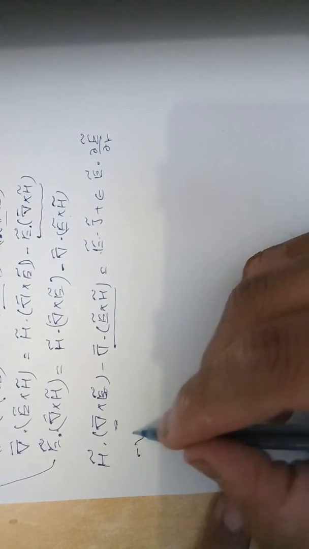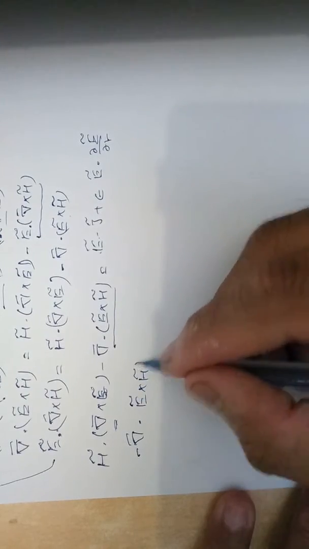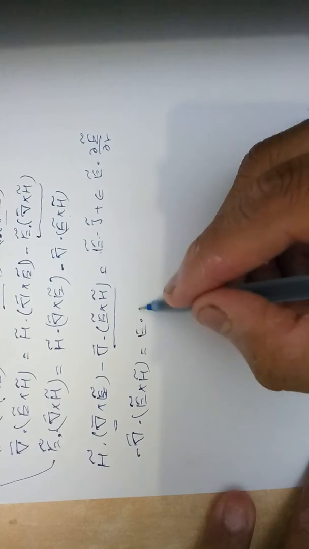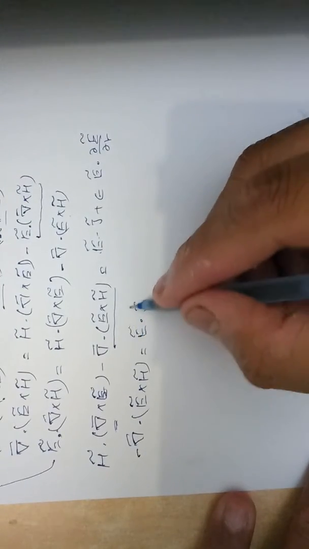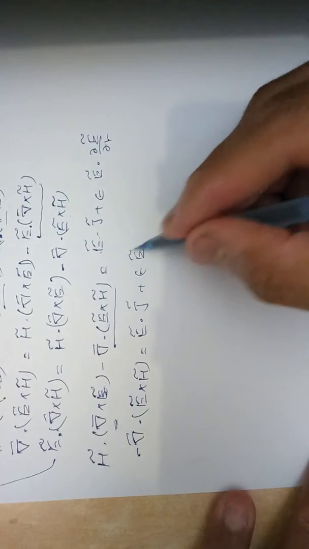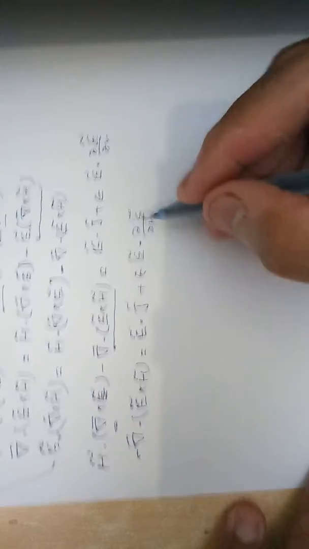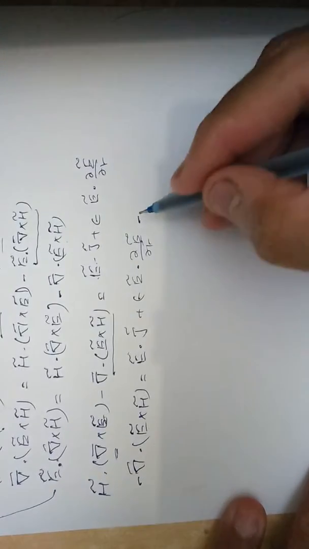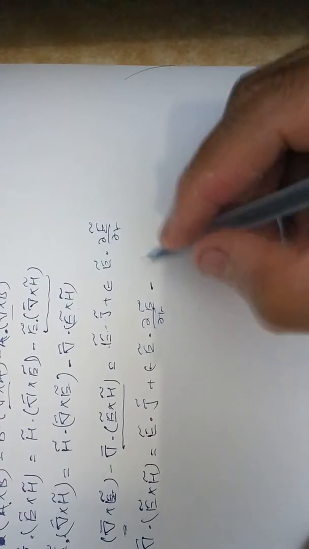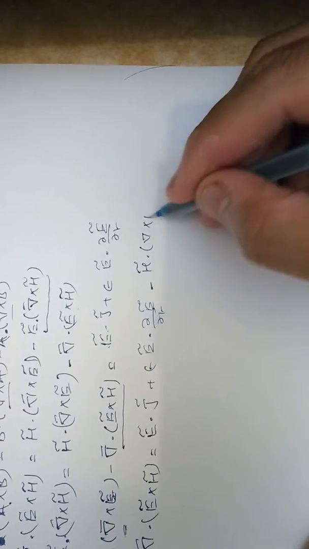Now I have to keep this on the left hand side, and take this on the right hand side. This will be like this: del dot E cross H equals E dot J plus epsilon E dot del by del t of E, and this will become minus H dot del cross E.